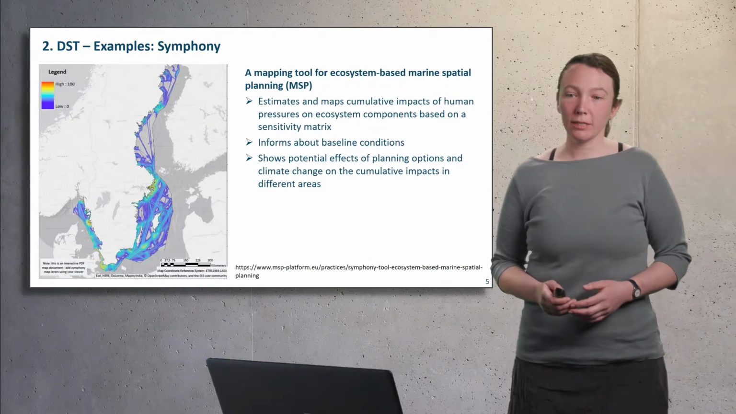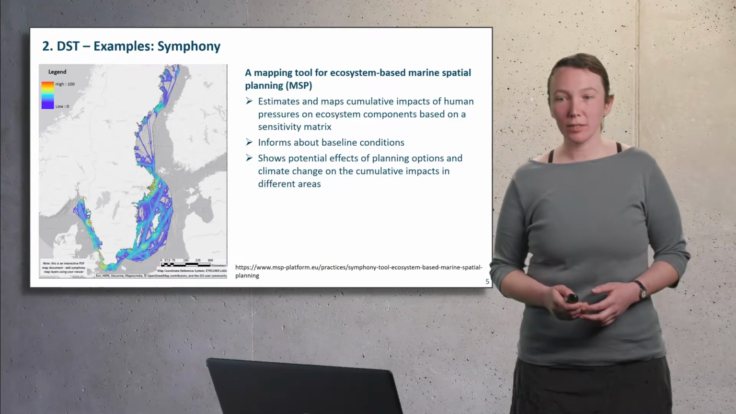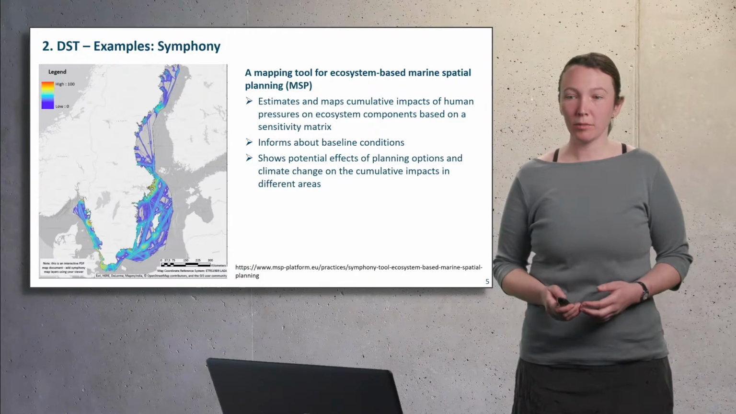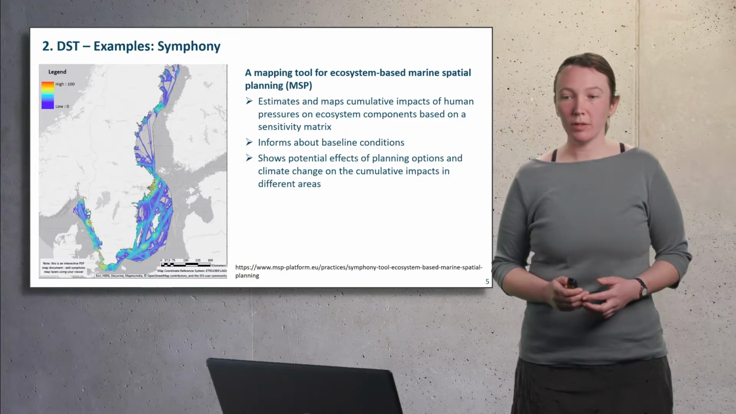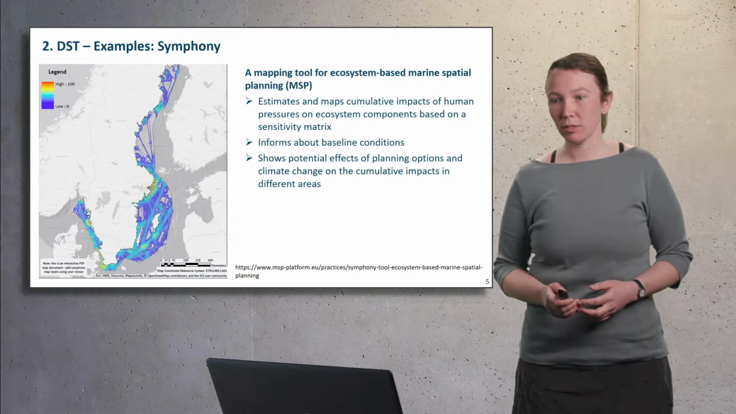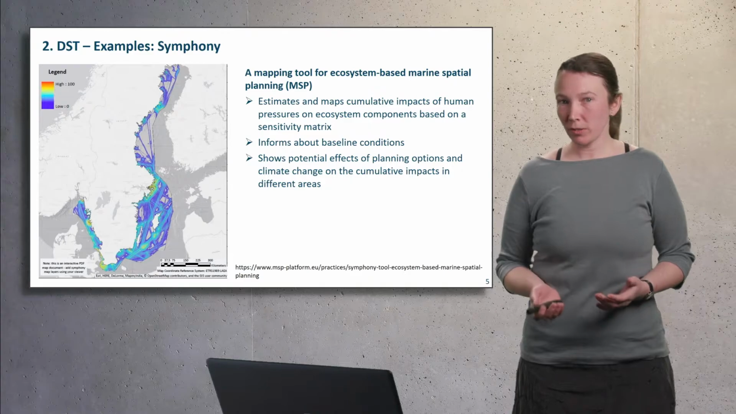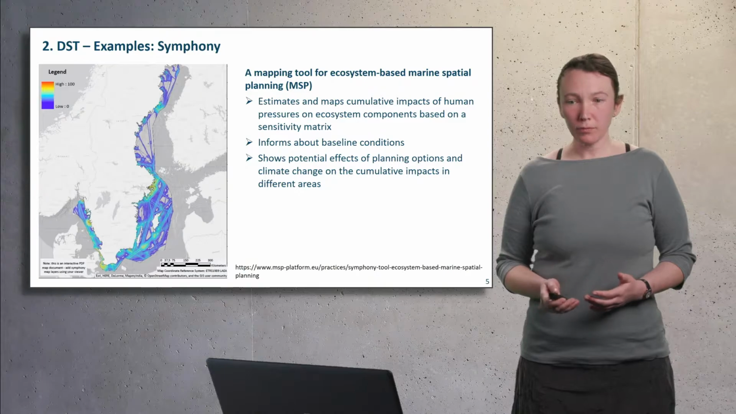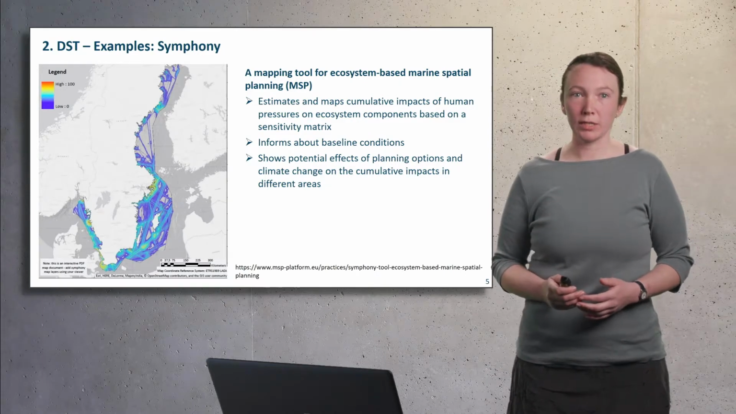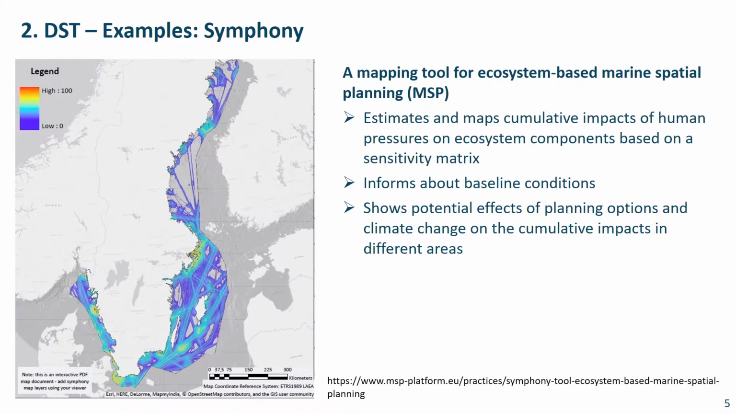The second tool is Symphony. Symphony is a mapping tool for ecosystem-based marine spatial planning. And it estimates and maps the cumulative impacts of human pressures on ecosystem components. Human pressures can, for example, be fish catches or also different levels of pollution, as you can see in the picture. And the ecosystem components are then, for example, spawning habitats or also mussel reefs. And the assessment is based on a sensitivity matrix.